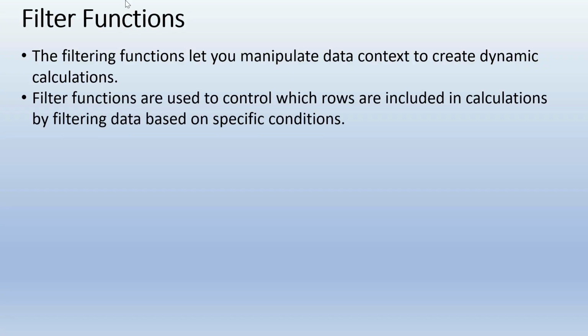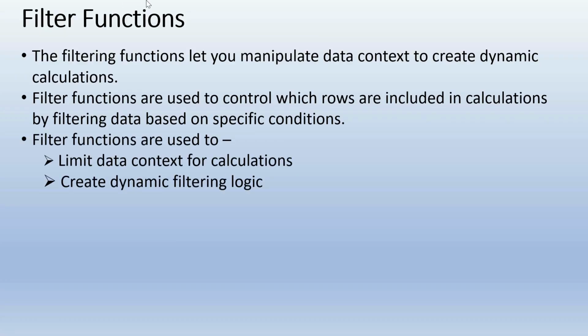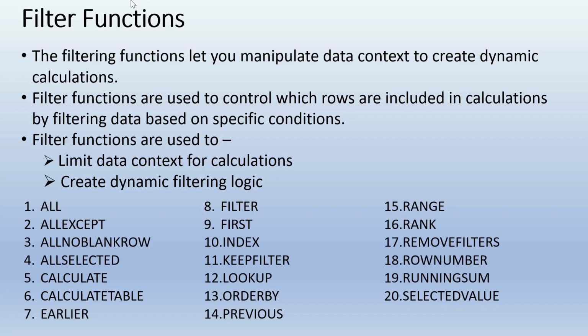These filter functions are used to control which rows or which part of the data we want to present, and which rows are to be included or excluded in calculations by filtering data based on different specific conditions that are specified in the requirement part. Filter functions are used to limit the data context for calculations and create dynamic filtering logic. This is a list of filter functions that are used to create dynamic filtering.